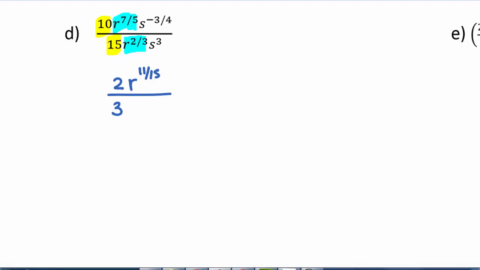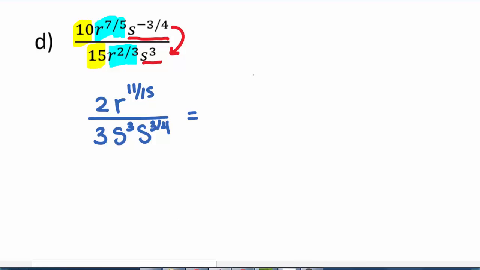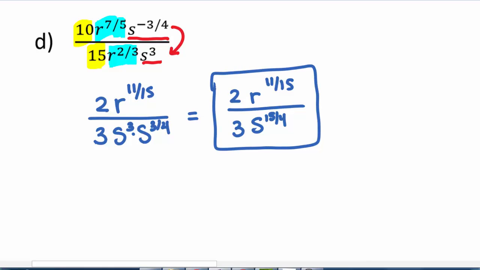Then let's move to the s's. Okay, I have a negative exponent, which means I need to move that one to the bottom. So this s to the 3rd is hanging out, and the s to the 3/4 is going to join it on the bottom. So I'm almost done, except I still have two s's here, right? Two different groups of s's. So I have to combine them. So I have 2r to the 11 over 15 over 3. And since I'm multiplying these two, I need to add the exponents. So 3 plus 3/4 is 15/4. And once I've combined everything, I am done.